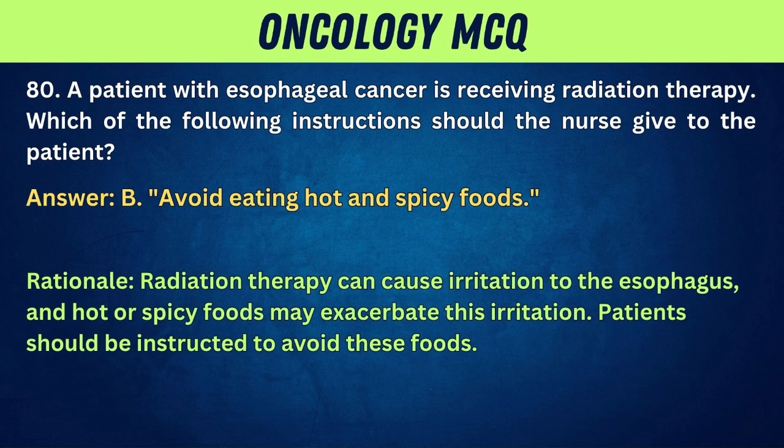Answer: B. Avoid eating hot and spicy foods. Rationale: radiation therapy can cause irritation to the esophagus, and hot or spicy foods may exacerbate this irritation. Patients should be instructed to avoid these foods.